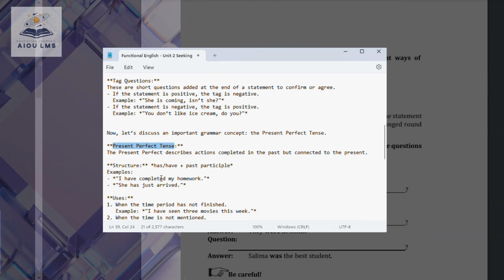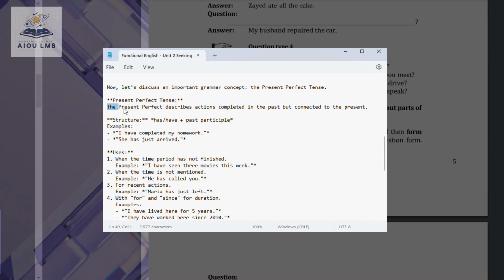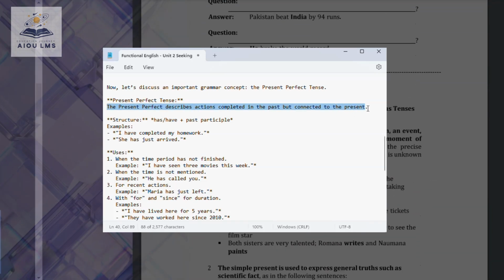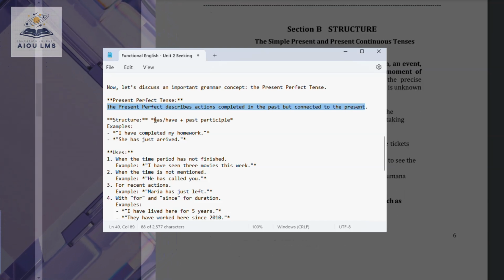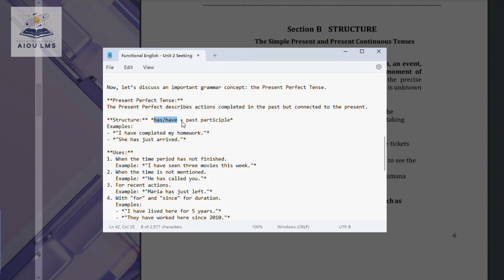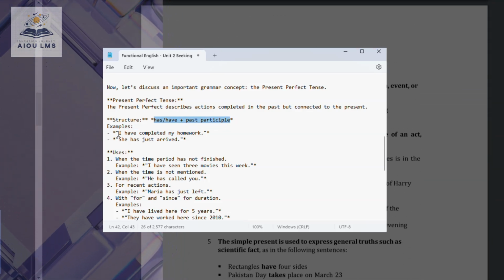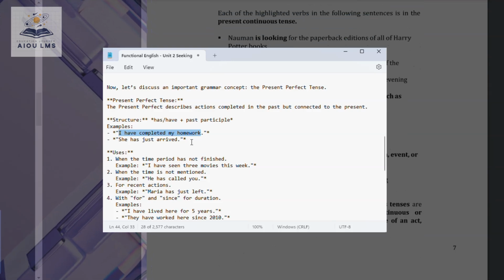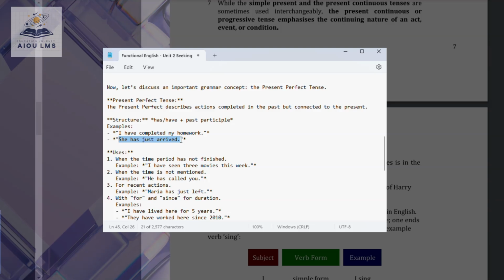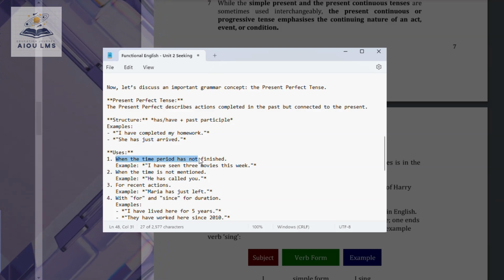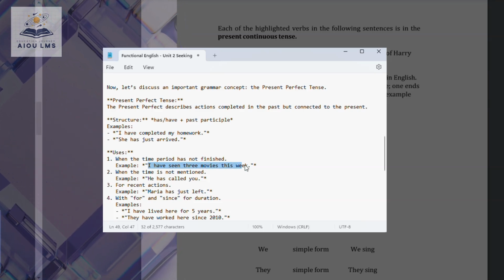Now, let's discuss an important grammar concept, the present perfect tense. The present perfect describes actions completed in the past, but connected to the present. Structure, has or have plus past participle. Examples, I have completed my homework. She has just arrived.